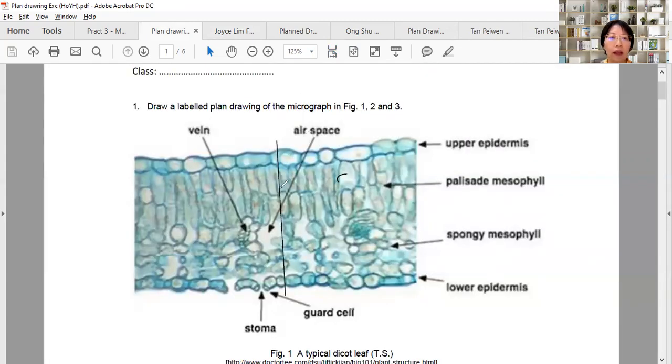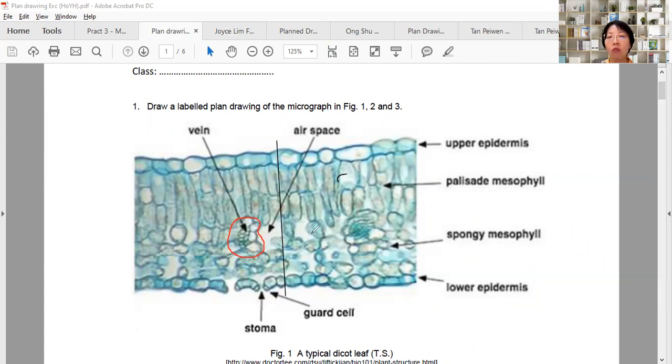So when you draw the vascular bundle, say for this one here, for example, I will draw this to represent the cells that surround the vascular bundle. You see these big fat cells here? They are the bundle sheath layer. So the bundle sheath is part of the vascular bundle.